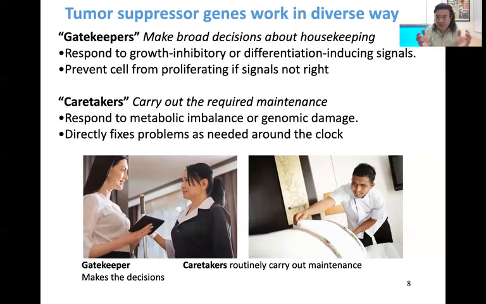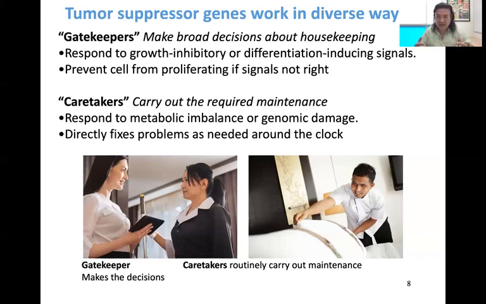So for example, if you think about a hotel and the housekeeping crew at the hotel, the gatekeeper people might be the manager of the housekeeping team. He or she makes broad decisions that need to be done, like this week we're changing all the sheets to this new pattern, or this week we need to take down all the curtains in this wing of the building to get them laundered. So they're making broad decisions based upon different signals.